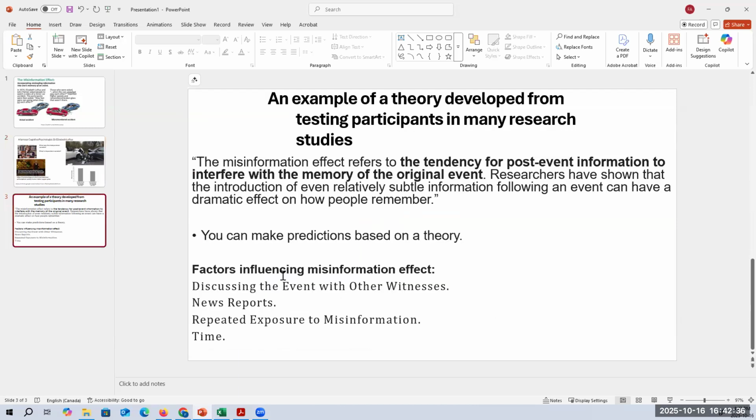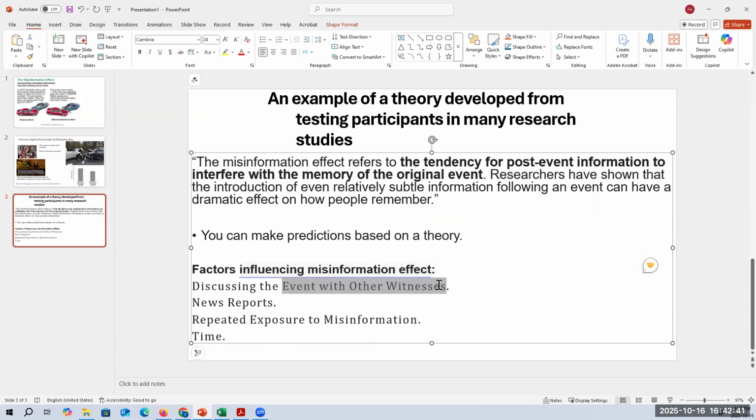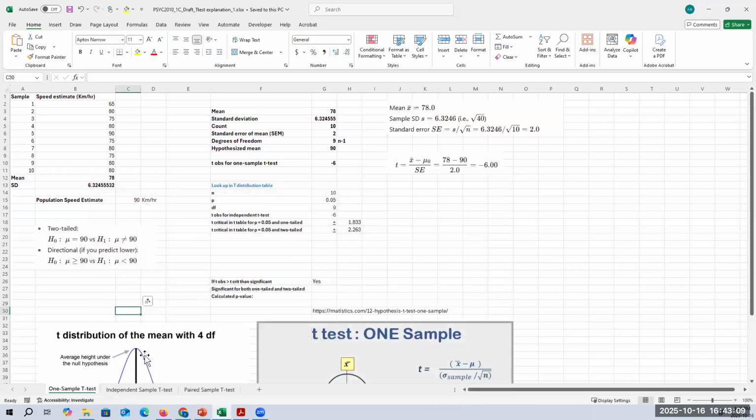So that's about that. So the factors influencing the misinformation effect: discussing the event with other witnesses, news reports, repeated exposure to misinformation, and time, how long it took. The misinformation effect refers to the tendency for post-event information to interfere with the memory of the original event. Researchers have shown that introduction of even relatively subtle information following an event can have a dramatic effect on how people remember. All right, so let's go to the t-test.